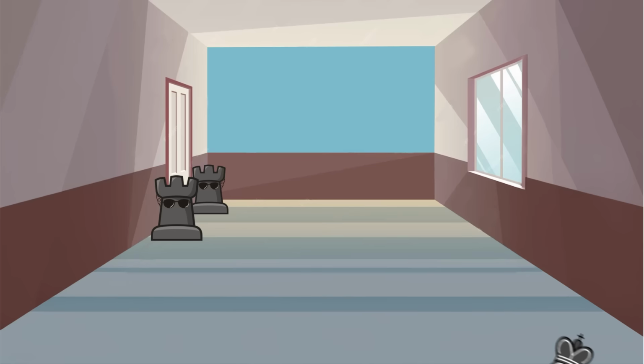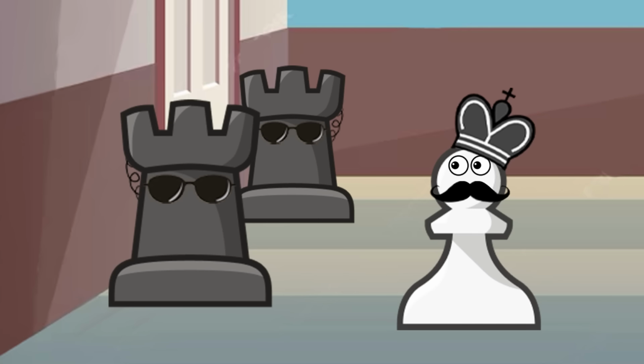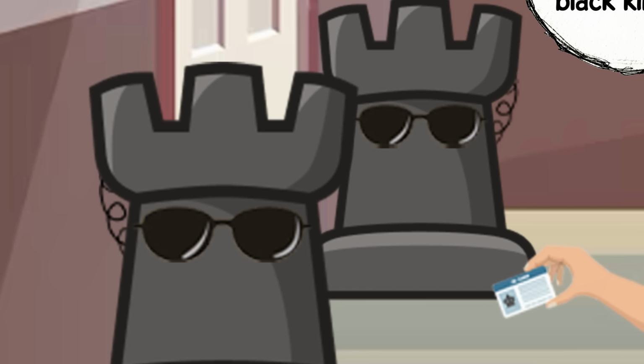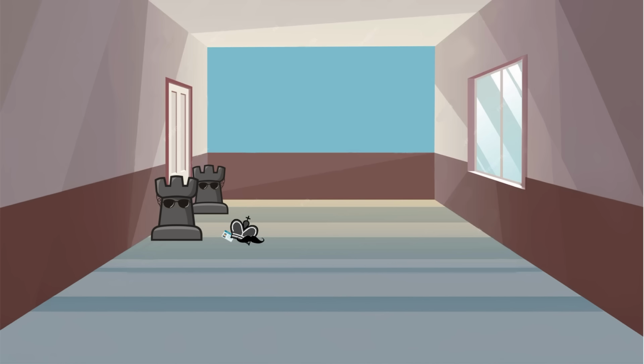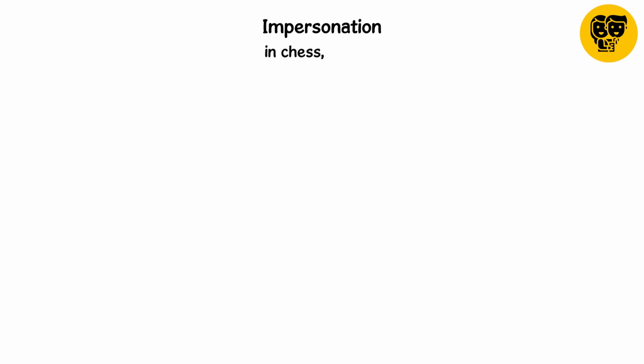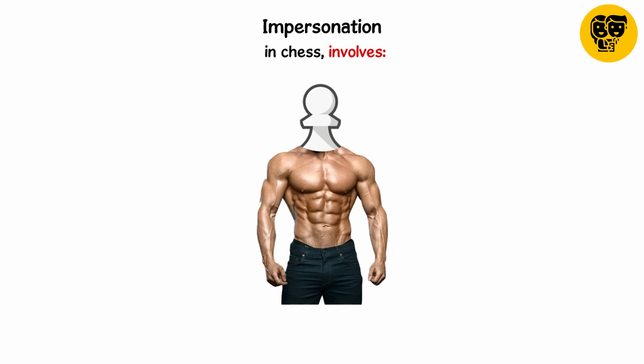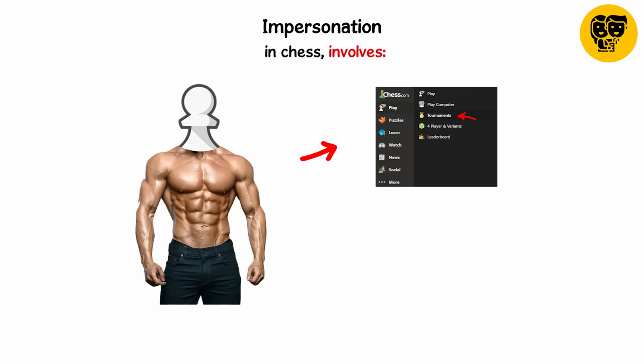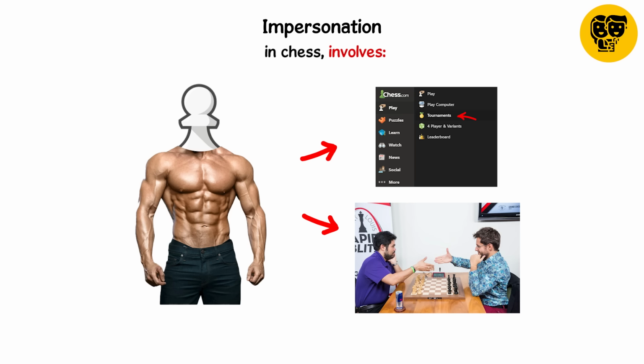Impersonation. Impersonation in chess involves a stronger player competing under a different name or identity. This method of cheating typically occurs in online chess tournaments, though it can also happen in over-the-board events.